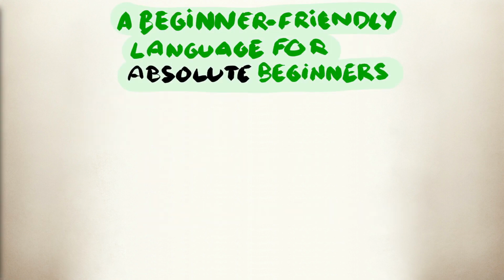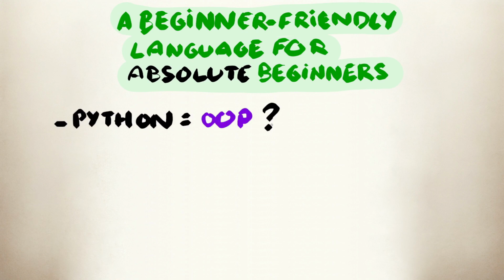So instead of VBA, what do you need? You need a beginner-friendly programming language for absolute beginners. You need something that is tailored to your specific situation, and in that case, it would be Python. Now, you might have heard that Python is an object-oriented programming language, and I just said that this was the very problem that we had with VBA.